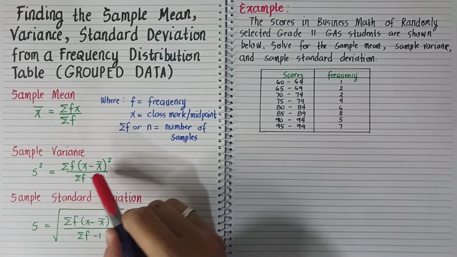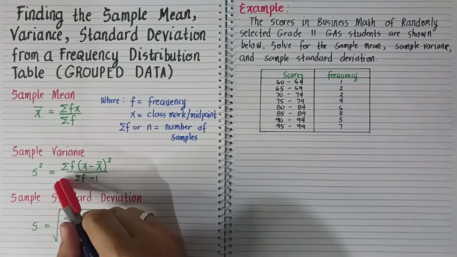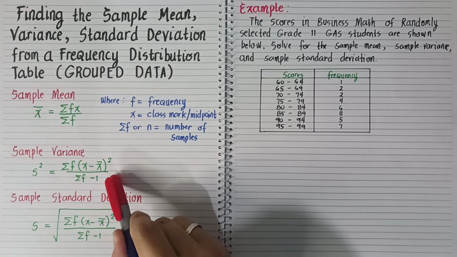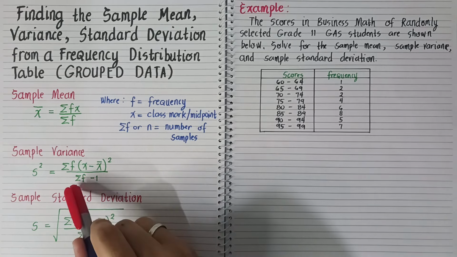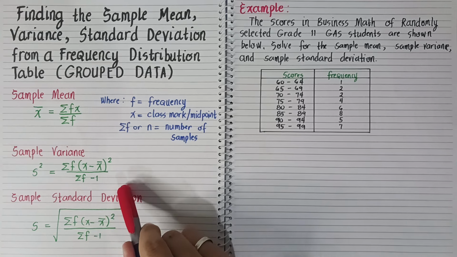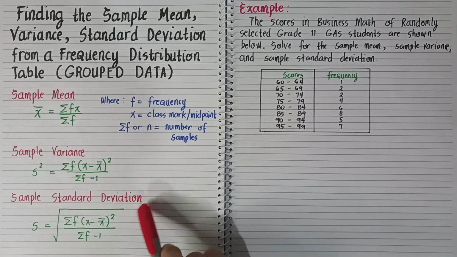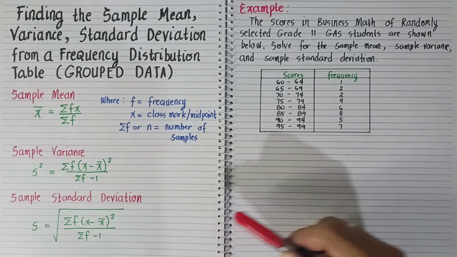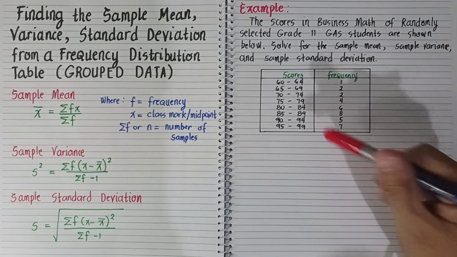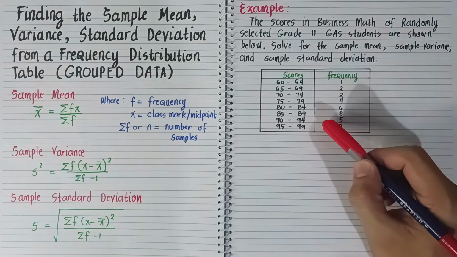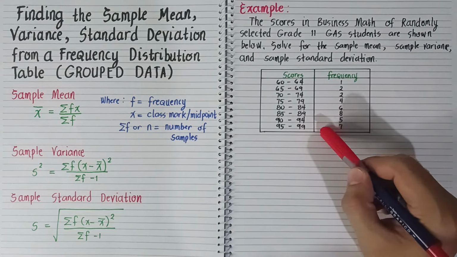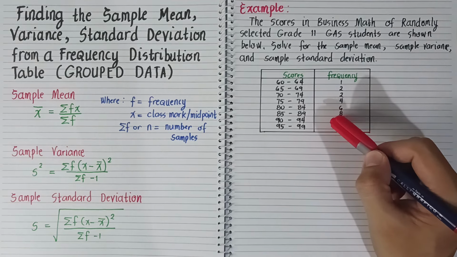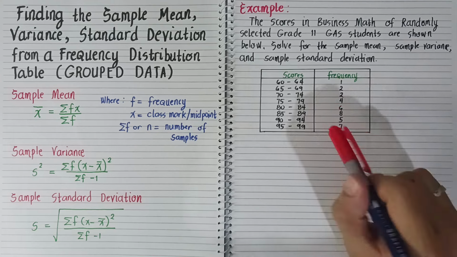For sample variance naman, the formula is s squared equals summation of f times the quantity of x minus x bar, squared, divided by summation of f minus 1. And for the sample standard deviation, ito yung square root ng variance natin. Okay, so ito yung mga formulas na gagamitin natin. Kapag sinabing grouped data, in-expect natin meron tayong table, naka-organize na siya. So, let's answer the example.